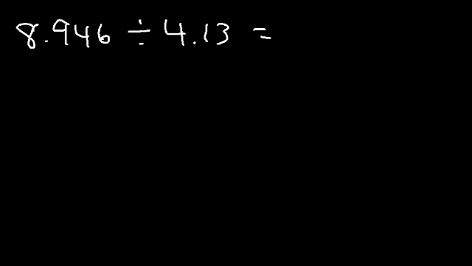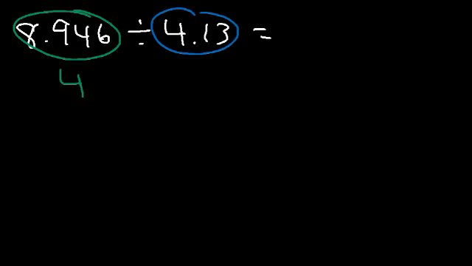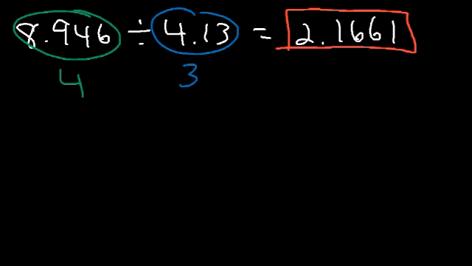Find the answer and round it to the appropriate number of significant figures. So here we have 4 sig figs, and in this number we have 3. So first, let's get the exact answer, which is 2.1661, and we can stop there. So now we've got to round this number to 3 significant figures.